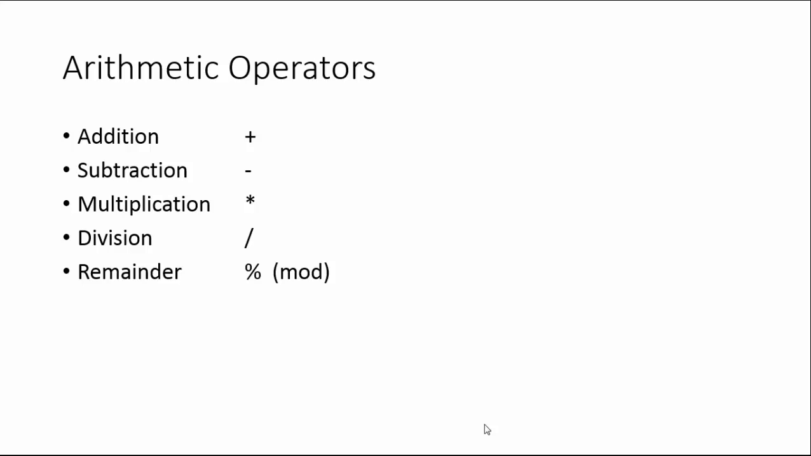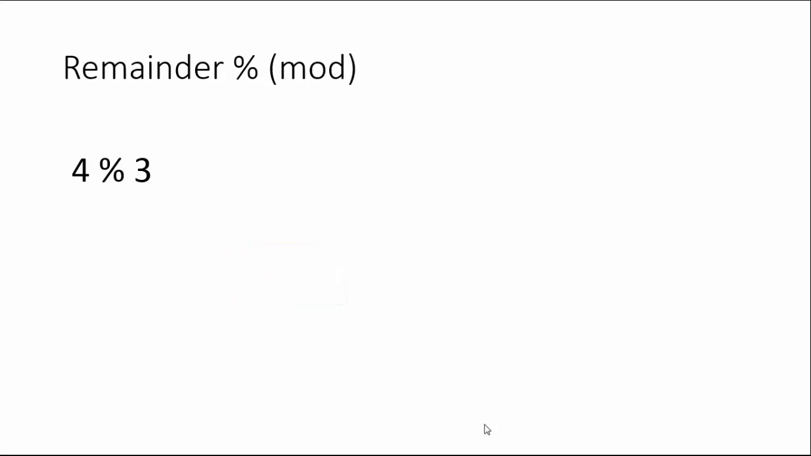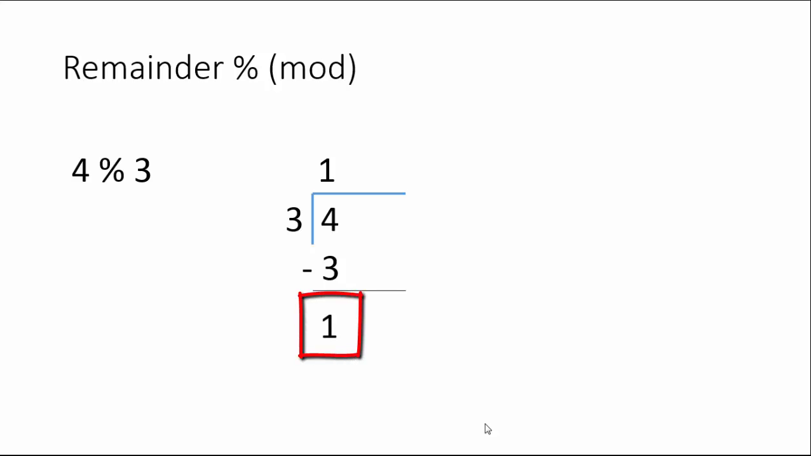The remainder operator may be new to you. This is also called the mod operator and is denoted with the percentage symbol. This operator calculates the remainder when division is performed. 4 mod 3 calculates the remainder when 4 is divided by 3. Recall that 3 goes into 4 one time. 1 times 3 is 3. 3 is subtracted from 4, and the result is 1. 1 is the remainder of 4 divided by 3. So 4 mod 3 is 1.